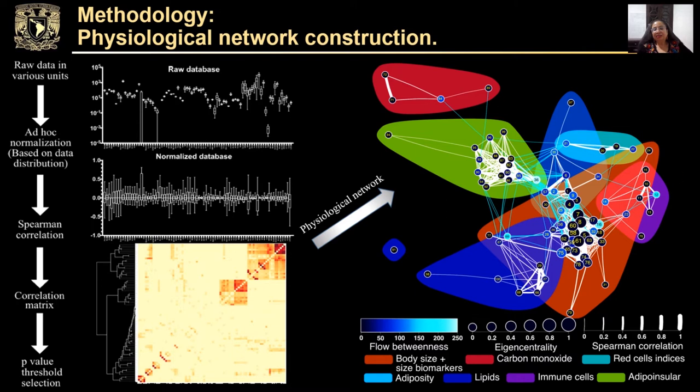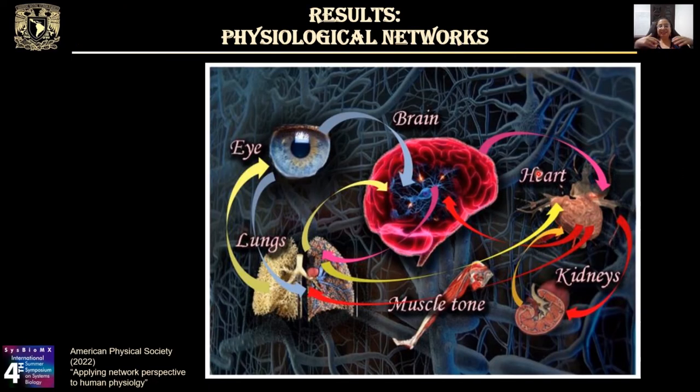It is important that this physiological network will depend on age, sex, and health. So we can construct the system and compare with healthy, and we can determine biomarkers that are outside the parameters of health.